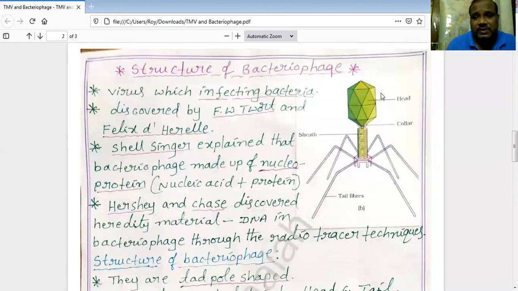So below the head, tail is present. Head and tail are joined by collar. At the end of the tail, plate or end plate is present. This is the tail and this is the tail plate or end plate. From the tail plate, 6 tail fibers and pins originate.